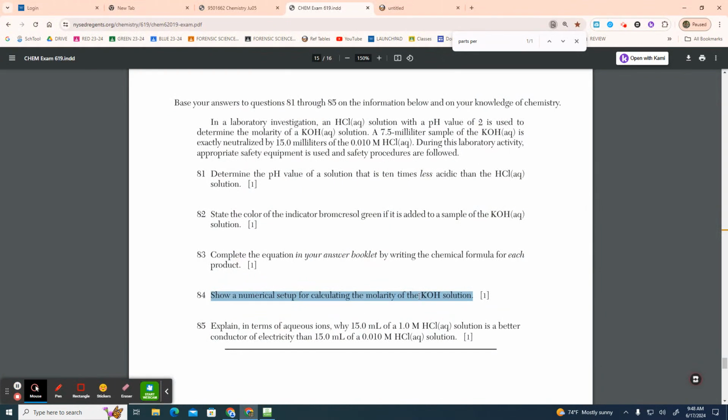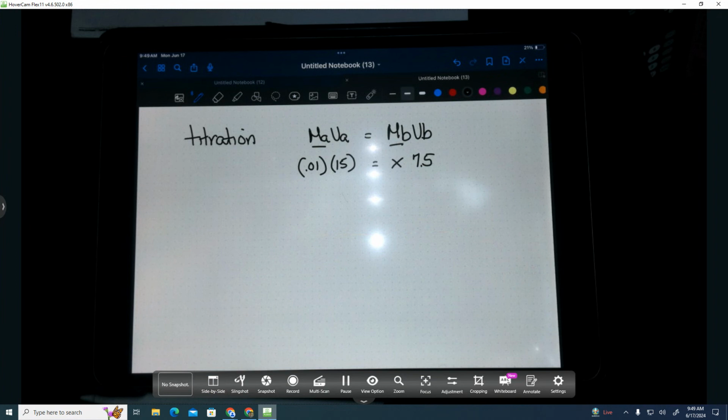All right. What is the molarity of the KOH solution when you have 7.5 milliliters of KOH? That's the base. 7.5 milliliters neutralized by 15 milliliters of a 0.01 molar solution. That's what it looks like.